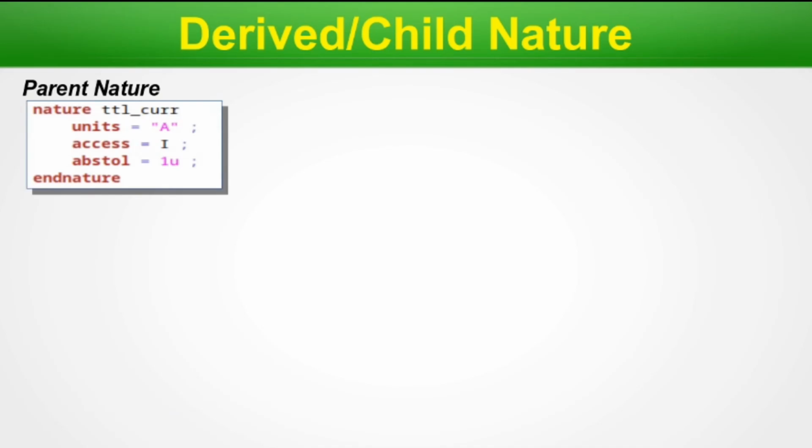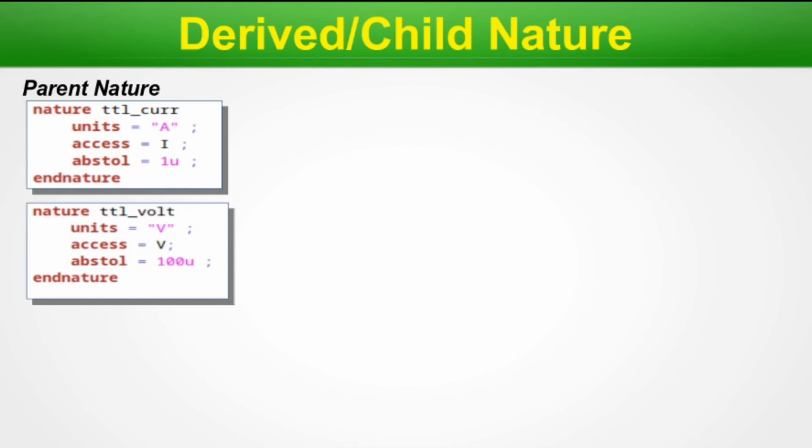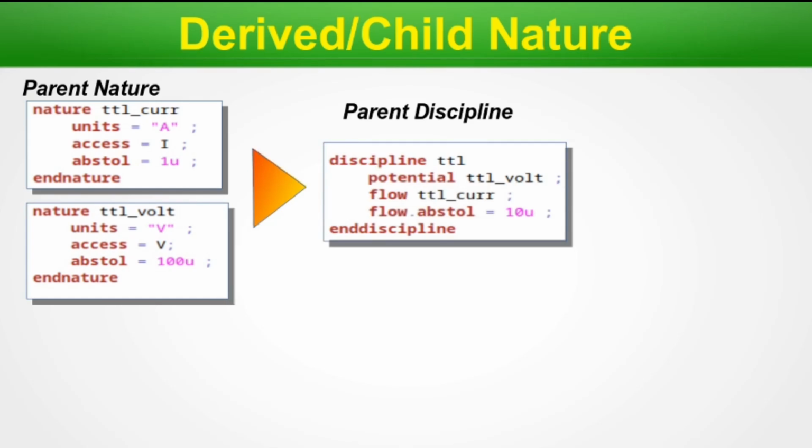Here, this is a parent nature. We have defined or named it as TTL current, and we can see its unit, axis and abstol. The next is TTL voltage. Unit is volt, axis is V, abstol is 100 micro. So from these two, we are creating the parent discipline here. This is discipline TTL, potential TTL volt, and flow is TTL current. So here we have used the parent nature that we have just discussed.